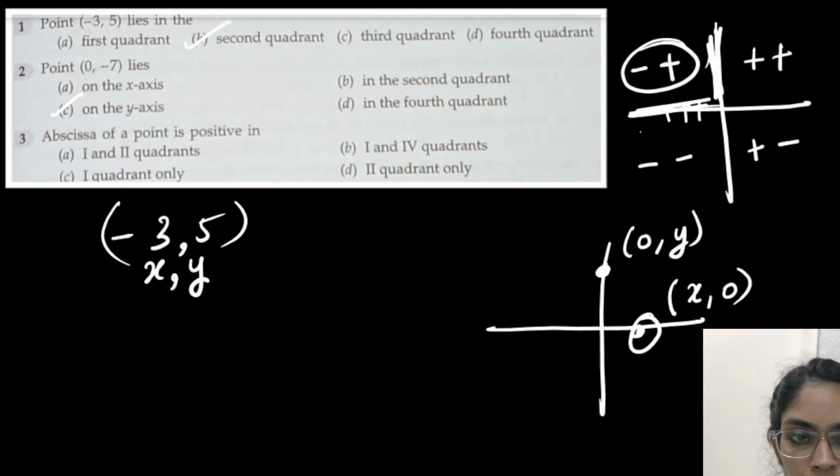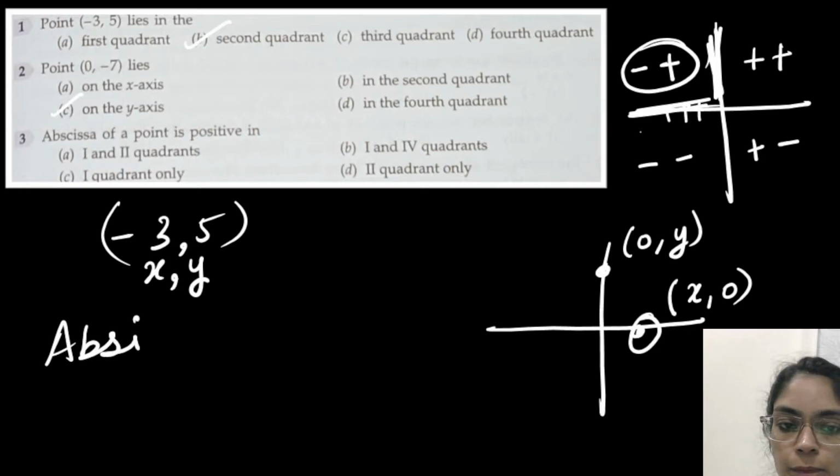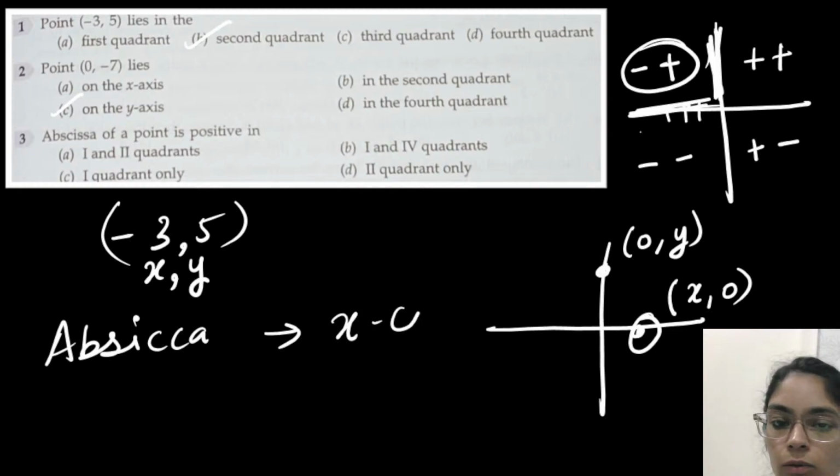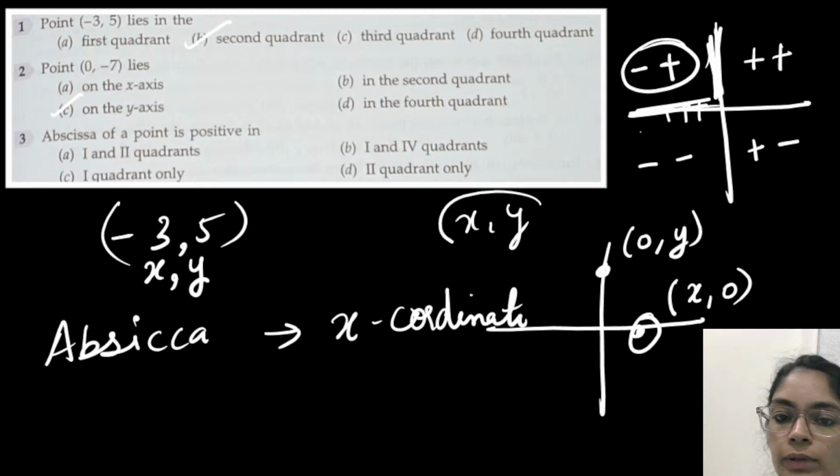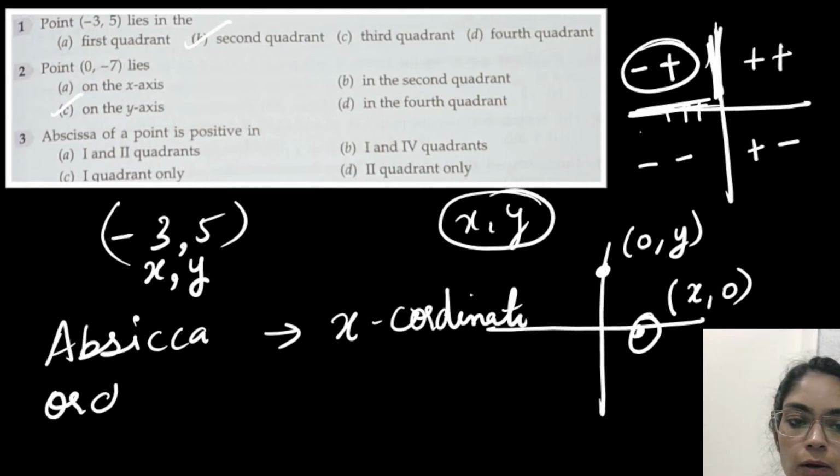Now the third one: abscissa of a point is positive in. See, abscissa is x. Abscissa is the other name of the x coordinate. X and y altogether are known as coordinates. Abscissa is the x coordinate and ordinate is the y coordinate.